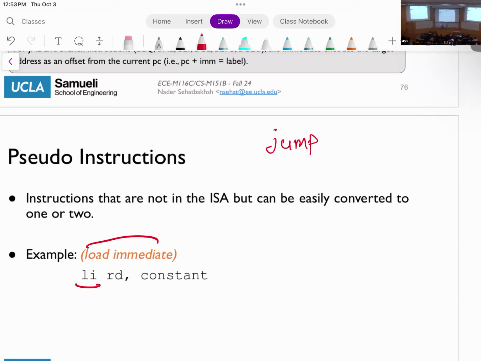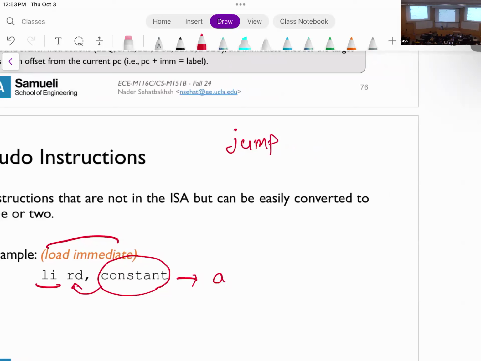For example, we have something like load immediate, called LI, which loads this value into this destination register. For example, you want to initialize your register 1 with 5. So you can write this. We don't actually have this instruction in the hardware. What we have is, for example, ADDI x2, x0, and the constant.